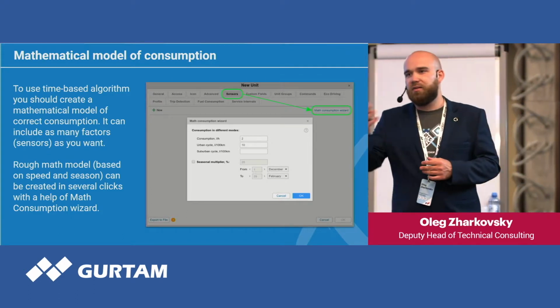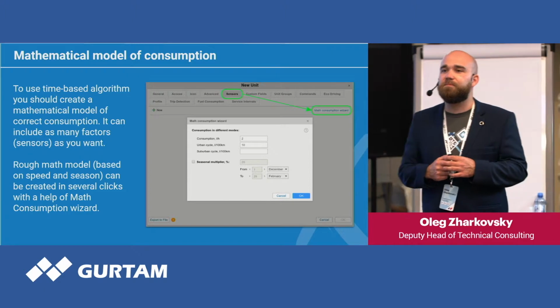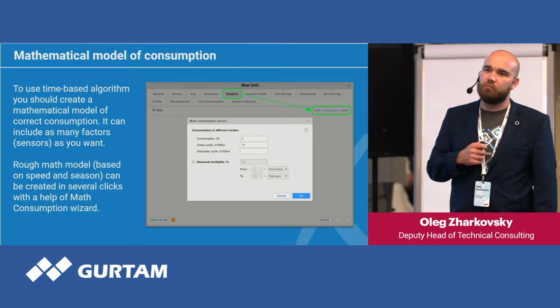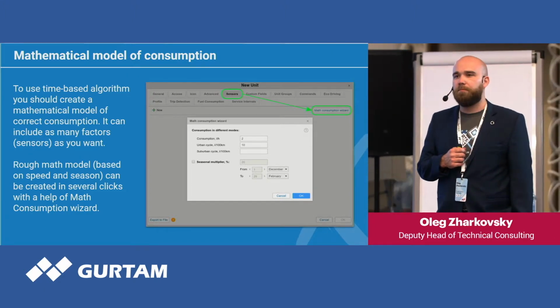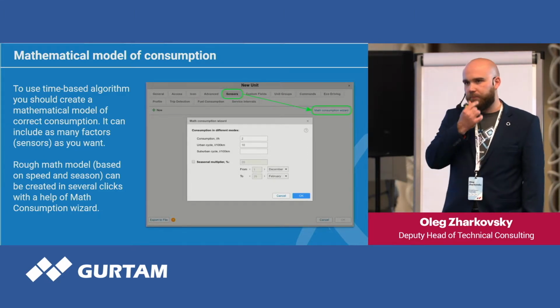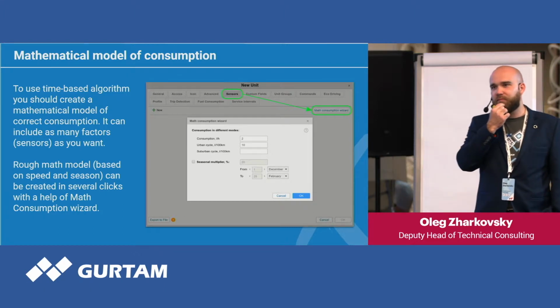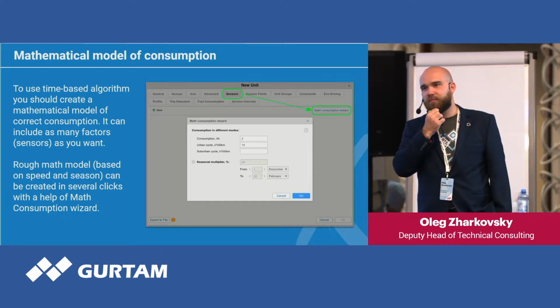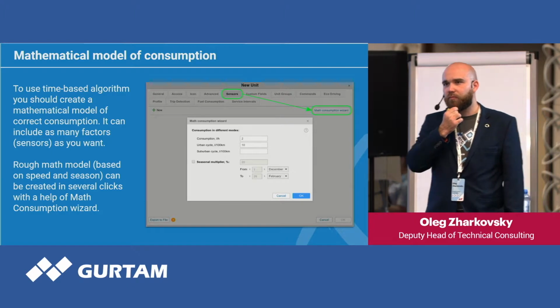Okay. The next question, please. Here's where I get a little bit confused. We have this mass consumption wizard. Yep. But then you have in the advanced, you have another one. Yes. So when this is all being calculated, which one is being used, where, what?